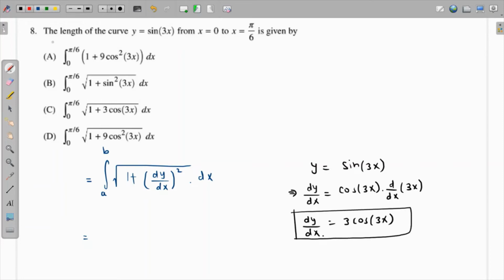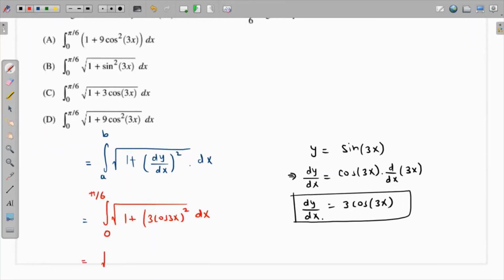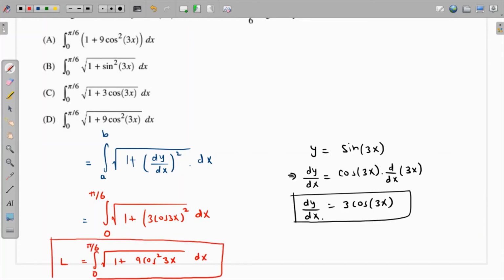So if dy over dx is this, all we have to do is plug this in over here. So this will become the integral of root of 1 plus (3 cos 3x) whole square dx within the limits of a to b, where a is 0 and b is pi over 6. So the final answer is the integral of root of 1 plus 9 cos square 3x dx within the limits of 0 to pi over 6. This is the required length of the curve.